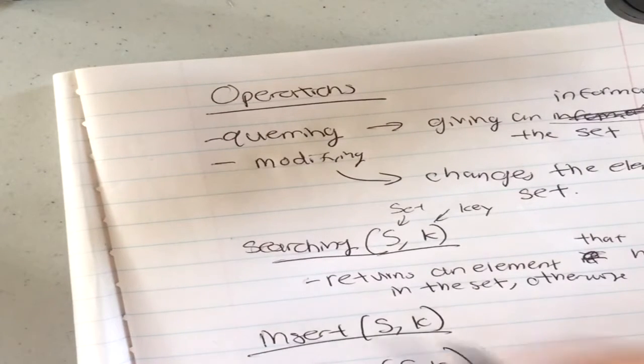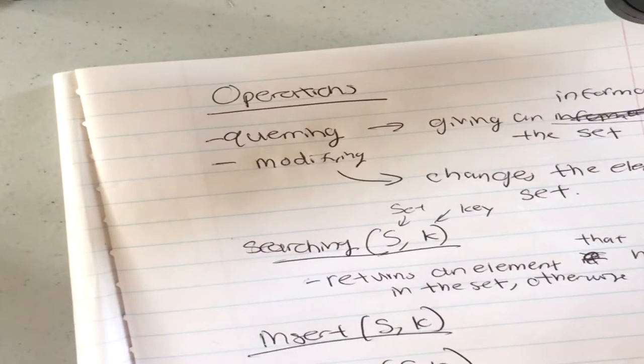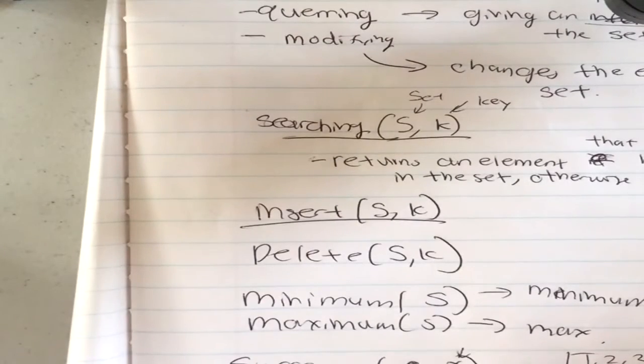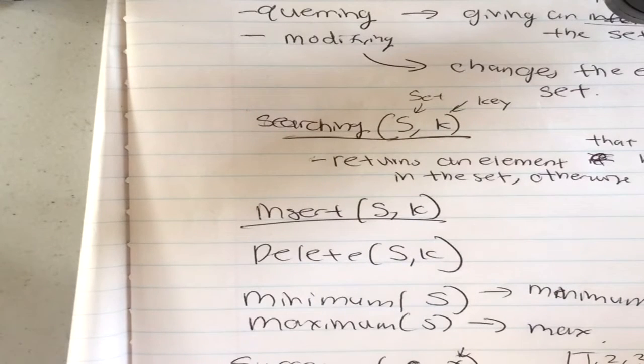Let's say I had a set of 1, 2, 3, 4 elements, and I give it the element 3. The next larger element would give me 4, because it's the next larger element. This is assuming it's ordered.